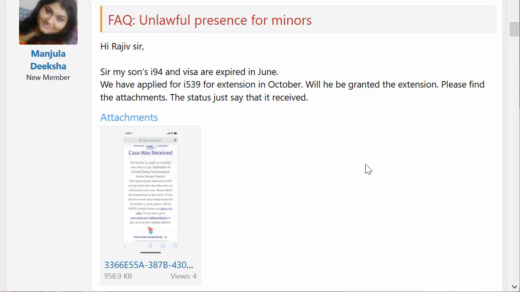Broadly speaking, if they are under the age of 18, there's no unlawful presence. Would they be able to get an extension? I do not know.